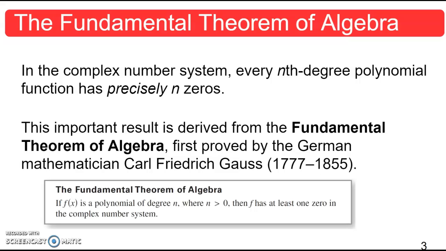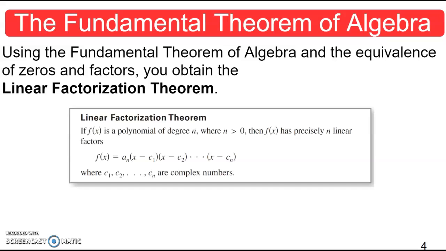Looking at this fundamental theorem of algebra, it's going to be important that we revisit the linear factorization theorem as well, because this can be a way that will help us to determine how many zeros we have in a polynomial, and then by looking at the zeros, decide if they're in the complex number system. So we look at our linear factorization theorem. This will allow us to determine our factors, and then from our factors, find our zeros.